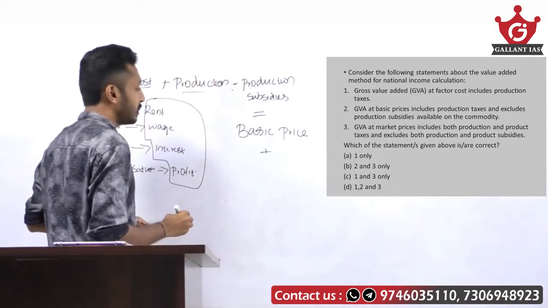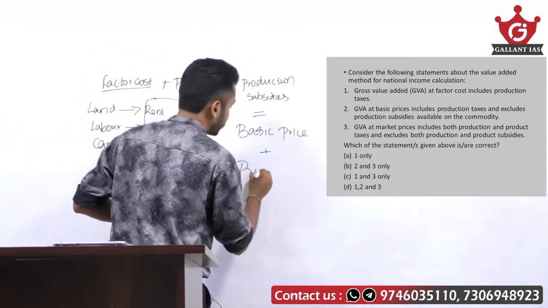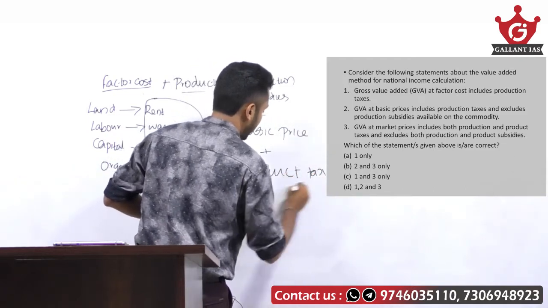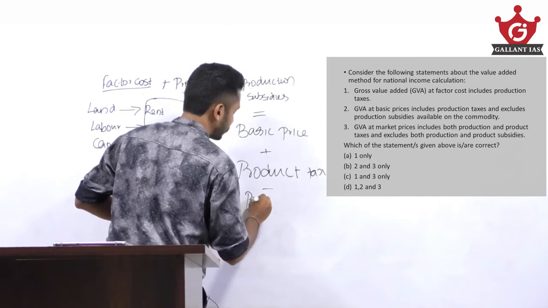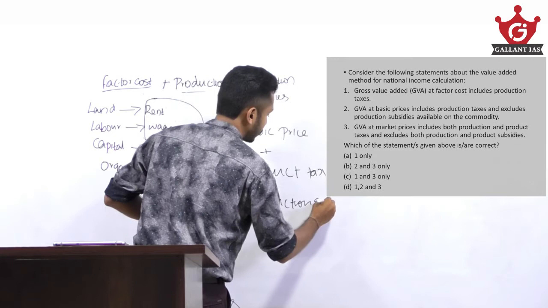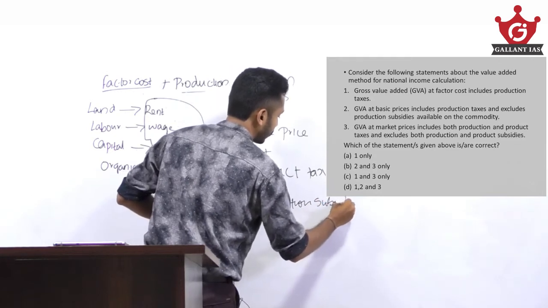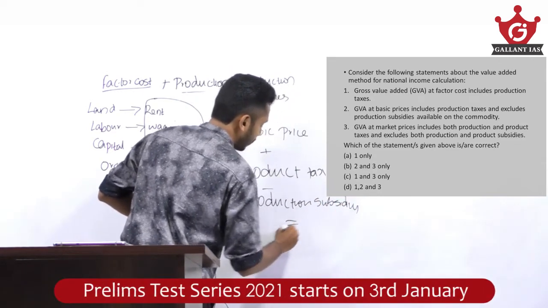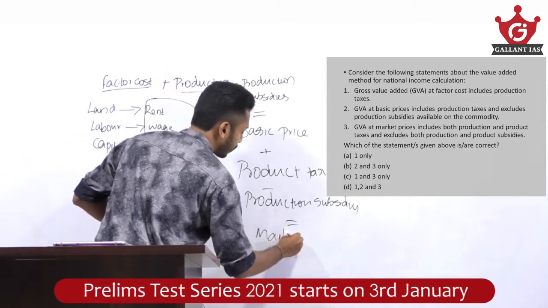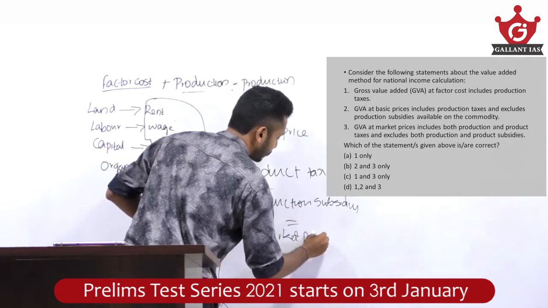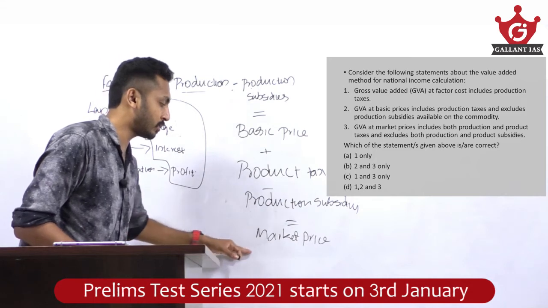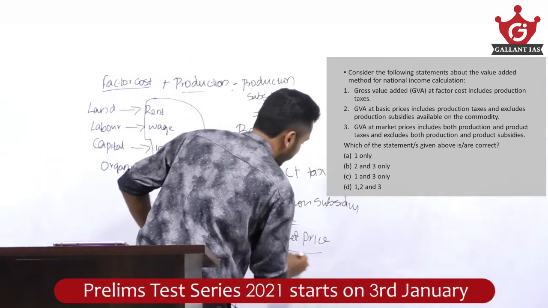Then the basic price. If we add product taxes to the basic price and subtract product subsidies, we will get national income at market price. So basic price plus product tax minus product subsidies is national income at market price.